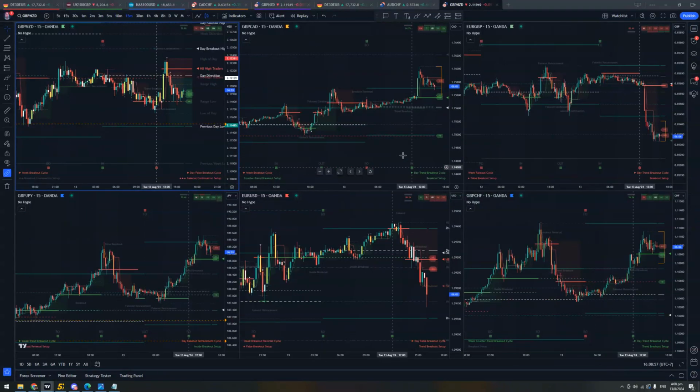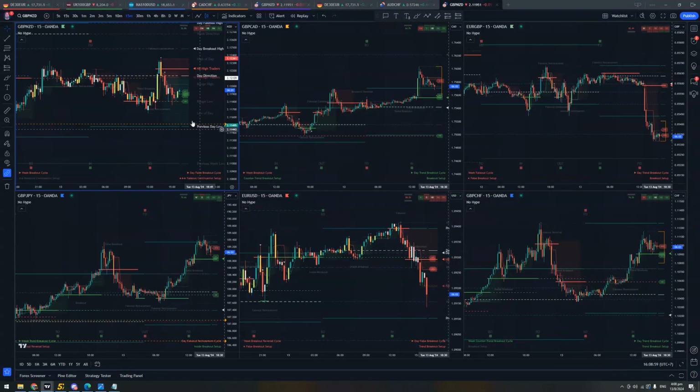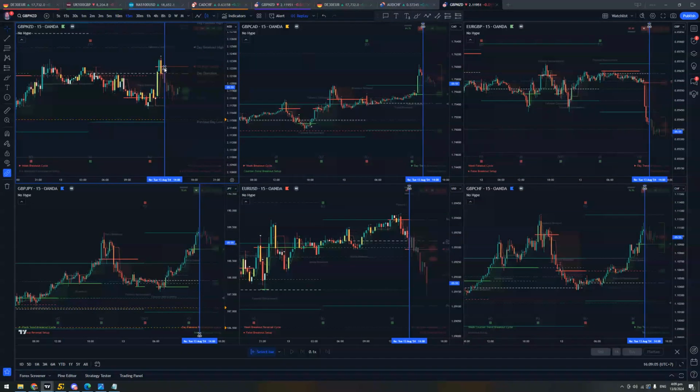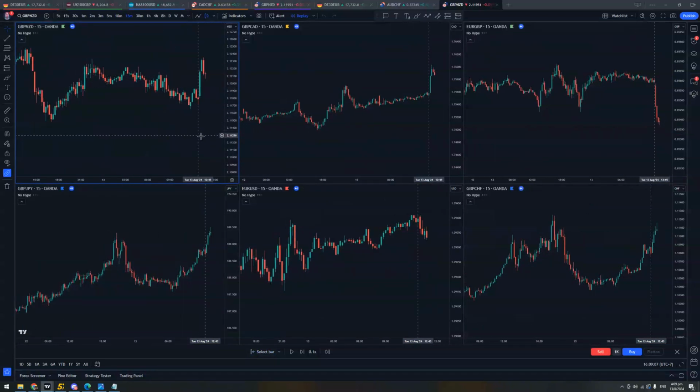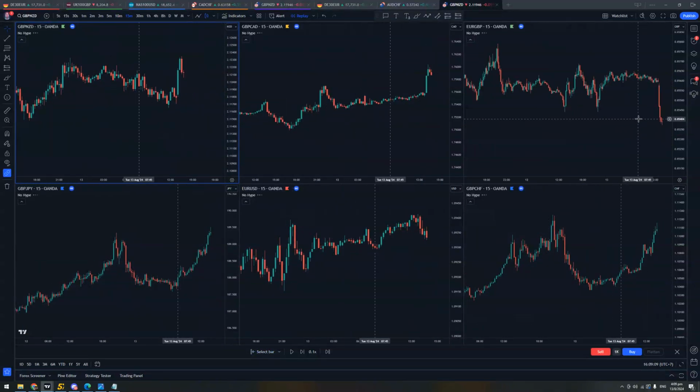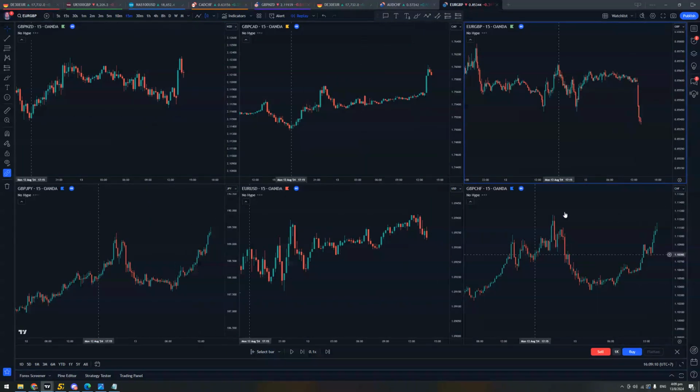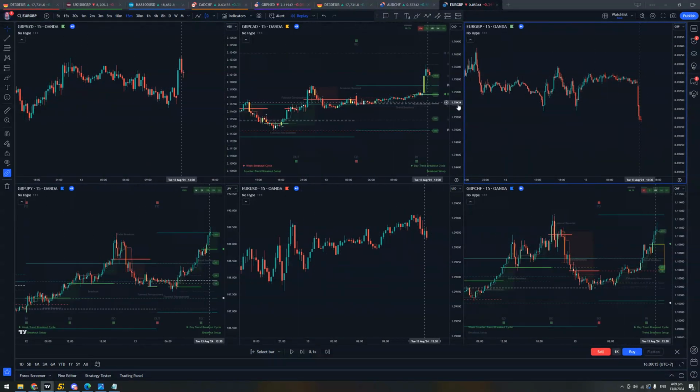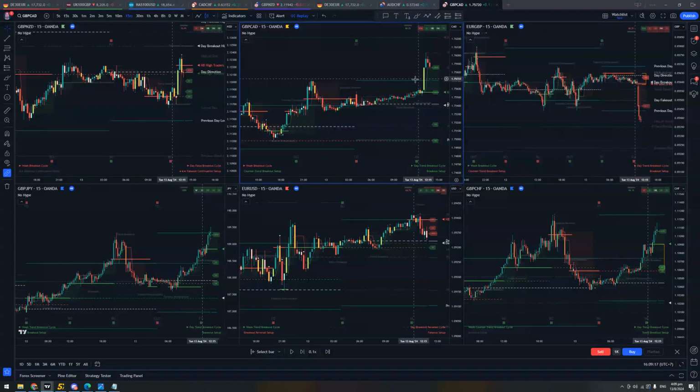Put those all in a table, and then let me do a replay. 2 p.m. London Open, just to show you what I was seeing. I'm basically looking to reduce how many pairs I'm watching. And so I look to see which ones have invalidated my rules.